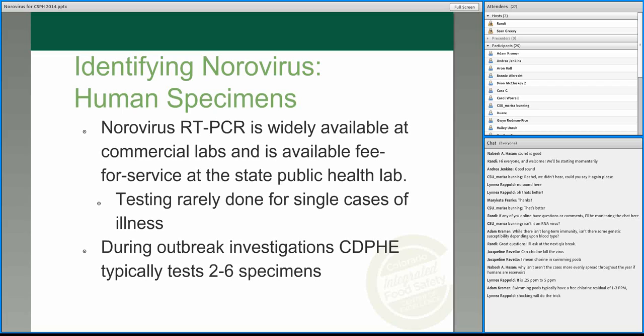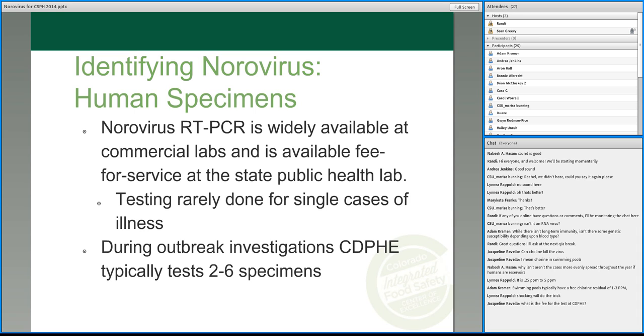So in terms of, whenever we teach about outbreaks or case investigation, the first thing we always say is to verify your diagnosis. Find out what the pathogen is, so that you can tailor your control measures and activities that way. As I said before, norovirus can be detected through reverse transcriptase polymerase chain reaction, so RT-PCR, and this is widely available at commercial labs, and it also is done at our state health department on a fee-for-service basis. In some outbreak situations, the state covers the cost, but not in all, so it depends on the situation. And testing is very rarely done for single cases.